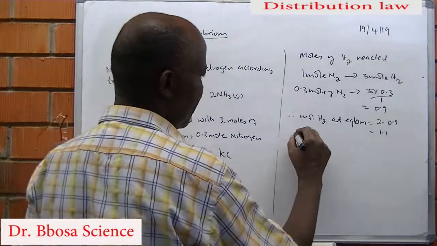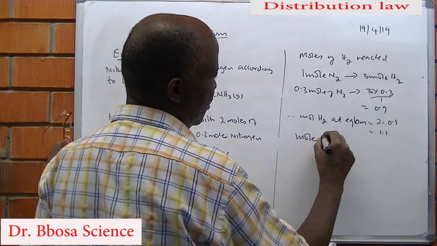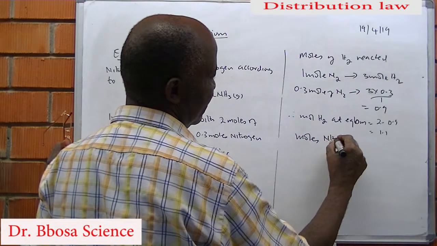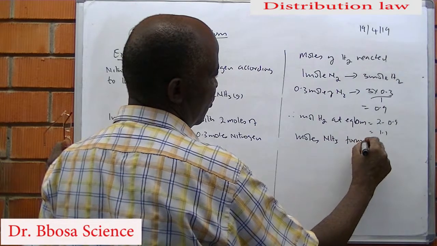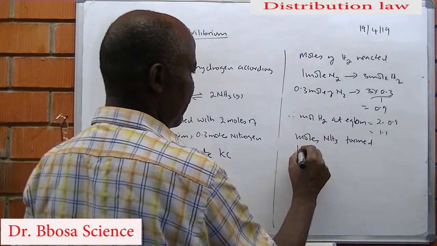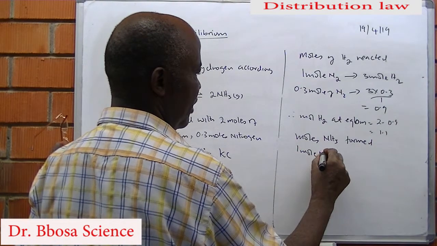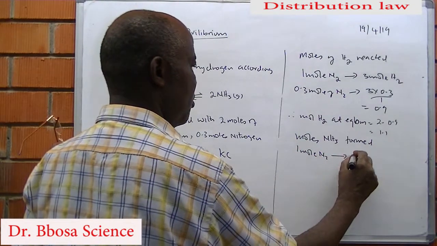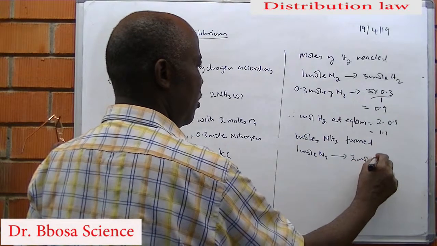Then moles of ammonia formed. 1 mole of nitrogen forms 2 moles of ammonia.